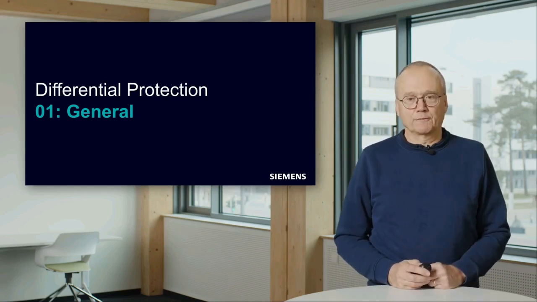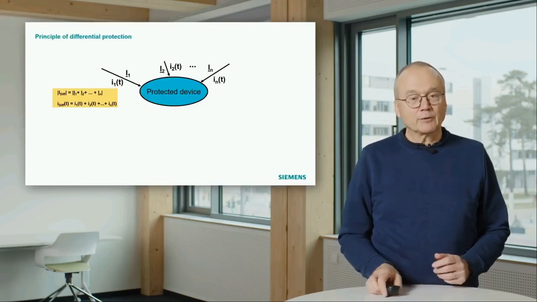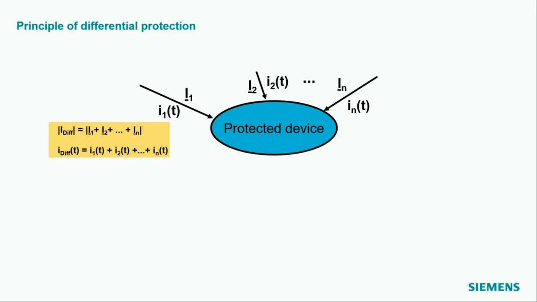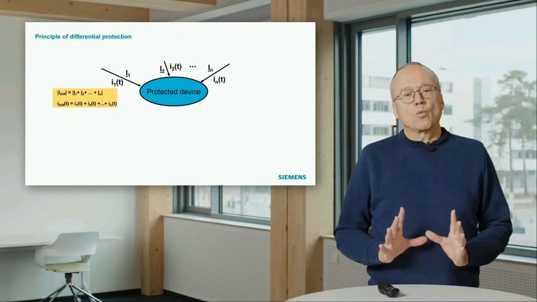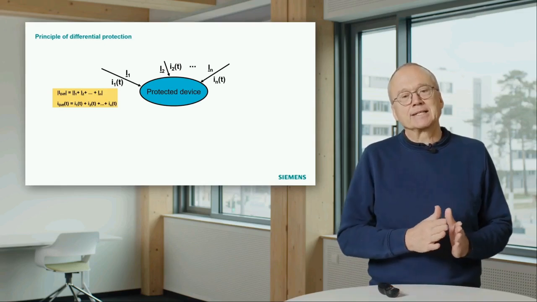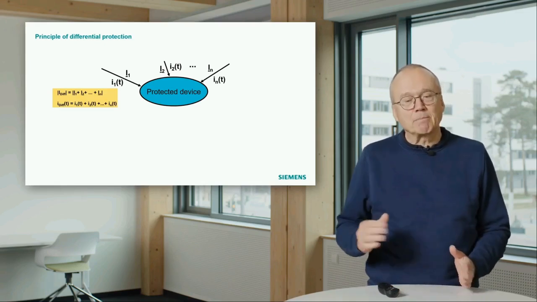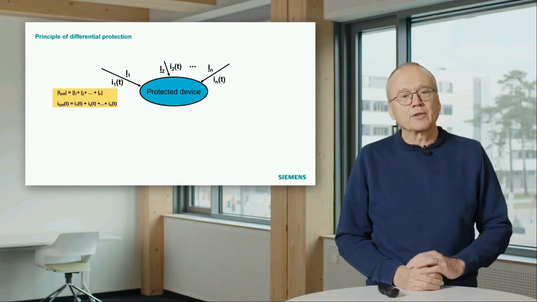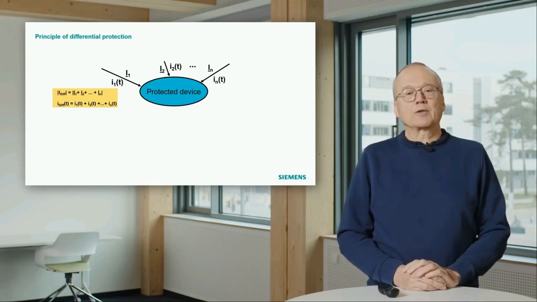What is the principle of differential protection? Differential protection has a pretty easy principle. We draw a circle around our protected device and then we measure all currents flowing into the device. Normally, according to Kirchhoff's law, the sum of all currents flowing into a device should be 0. We can calculate this sum by summing up individual sampled measured values or instantaneous current values. That is one possibility shown in the lower line of the yellow box.